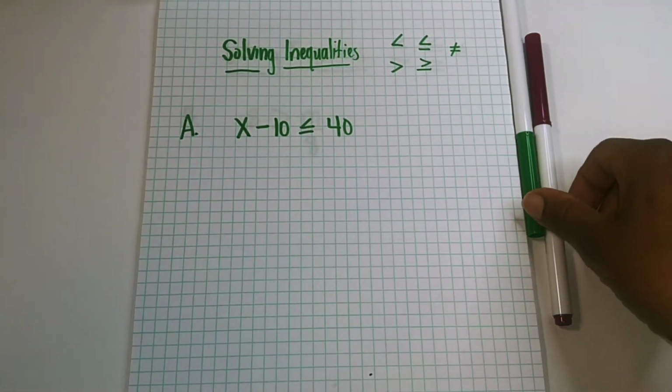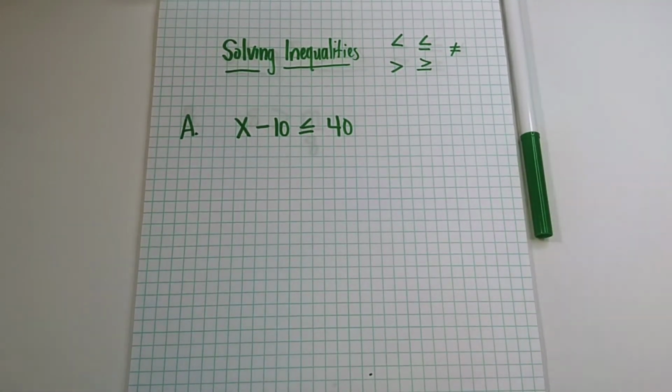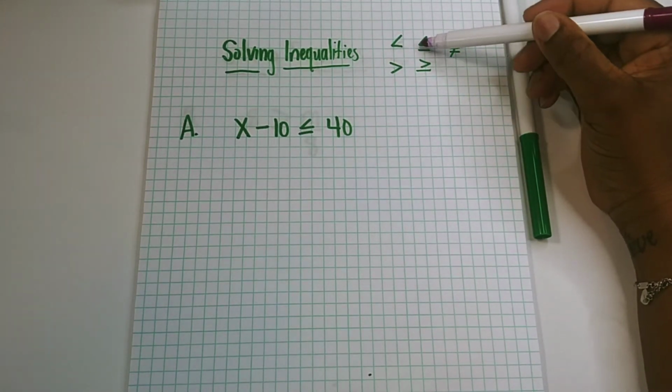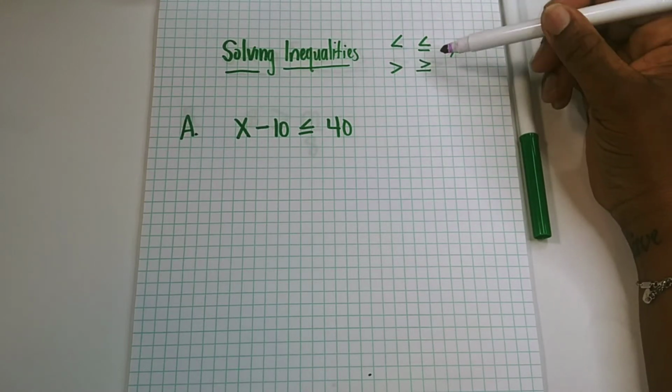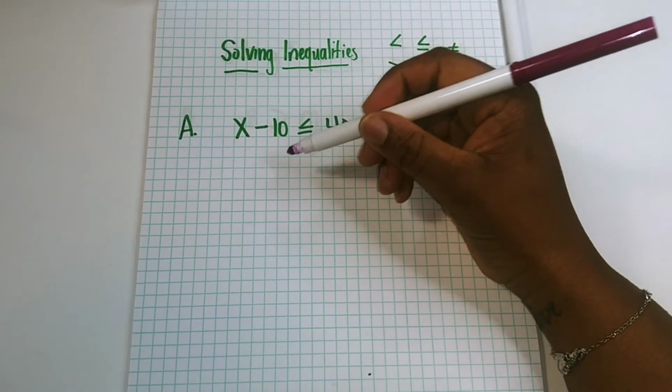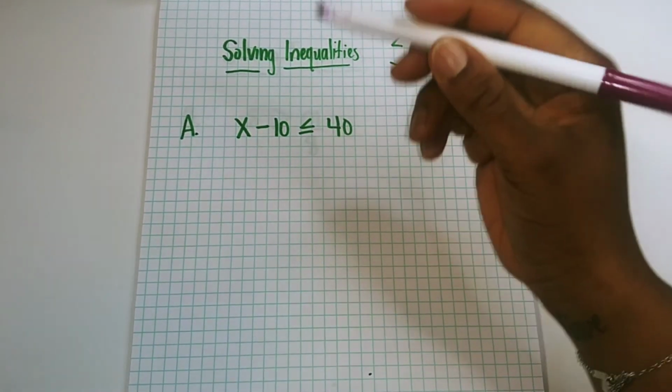Today we are going to talk about solving inequalities. An inequality is a mathematical sentence that involves these symbols: less than or equal to, greater than or equal to, or not equal to. Example A, there are 4 examples in this series.